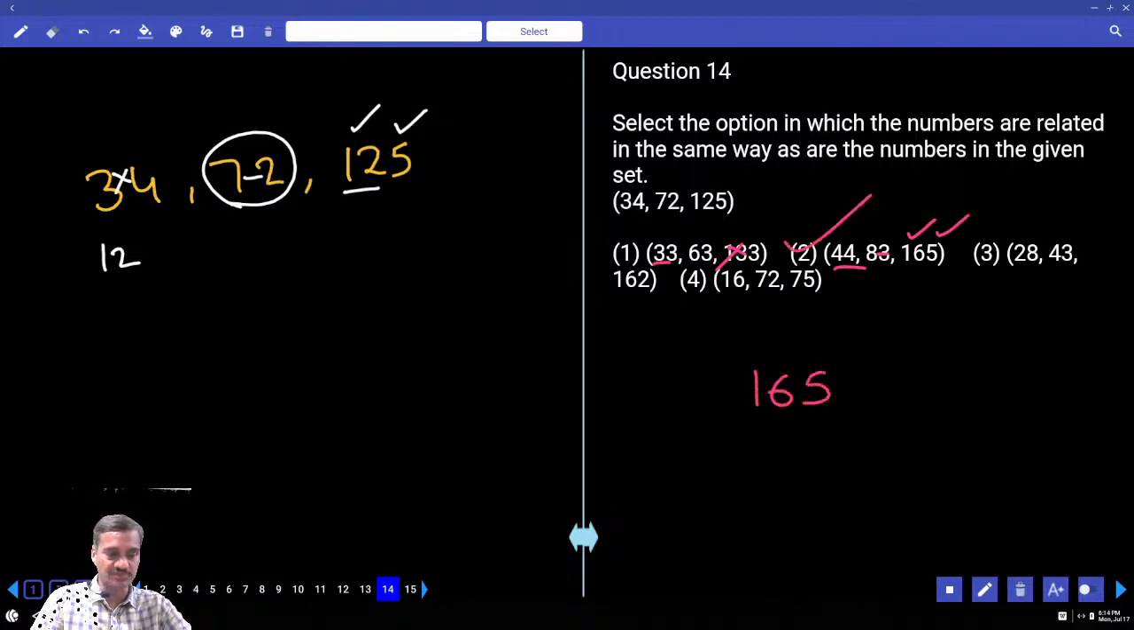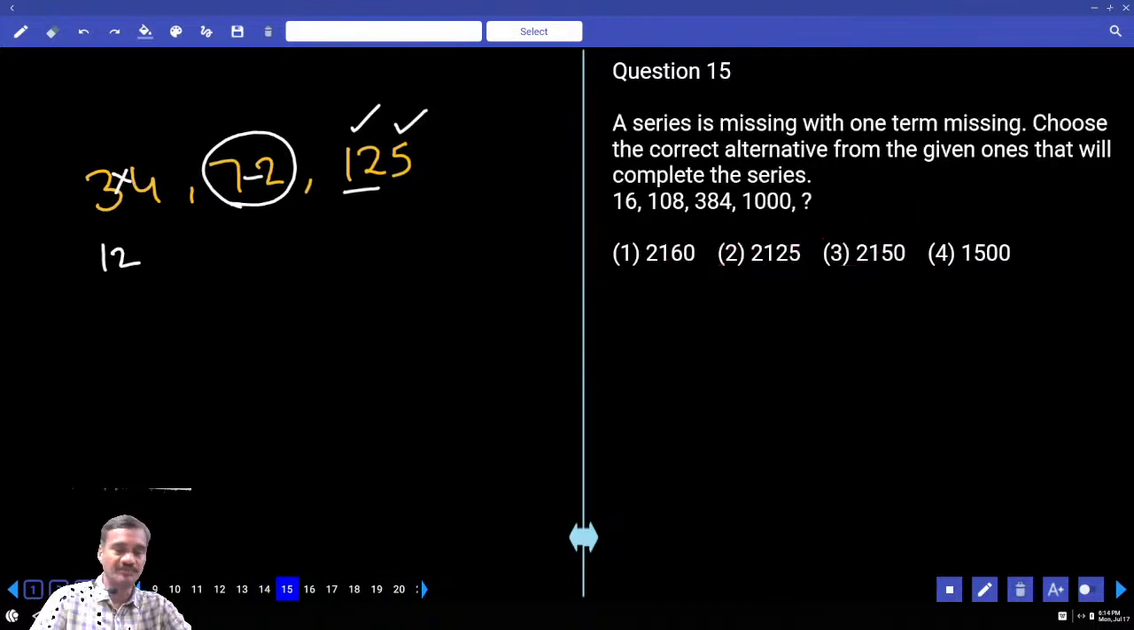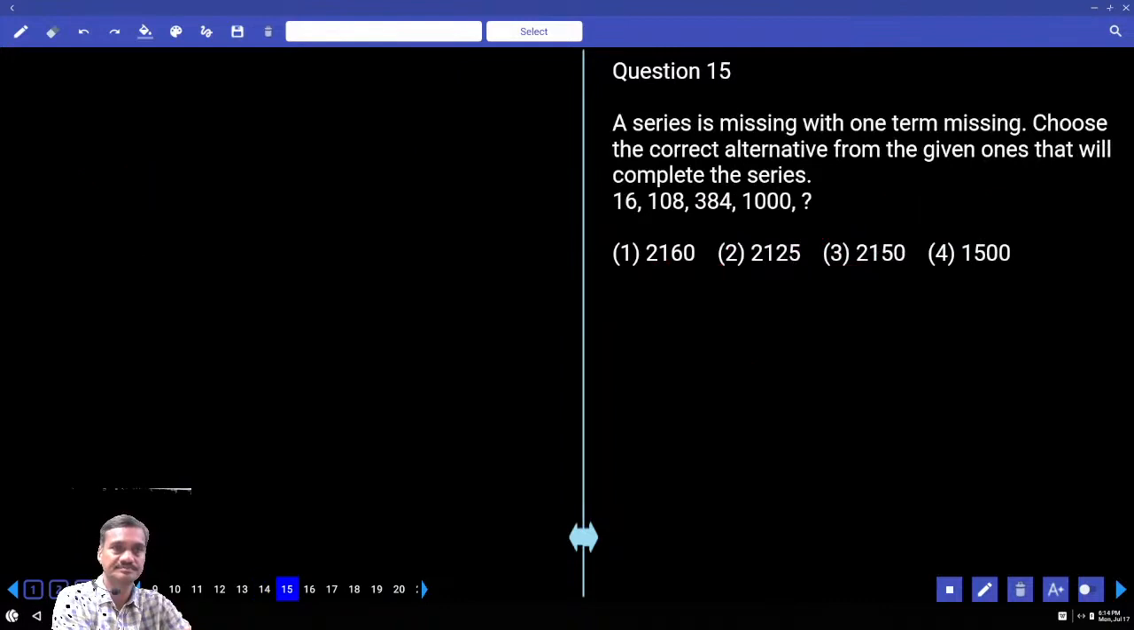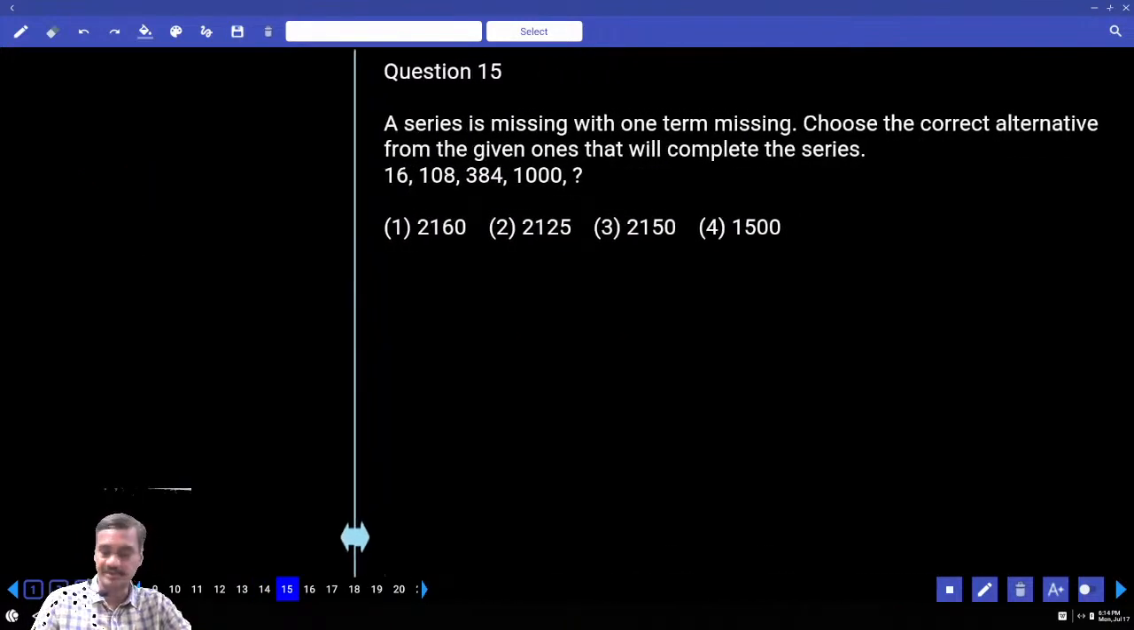And that is choice 2, question number 14. Next one, 15th one. Yes, how many of you had done this one? Question number 15.